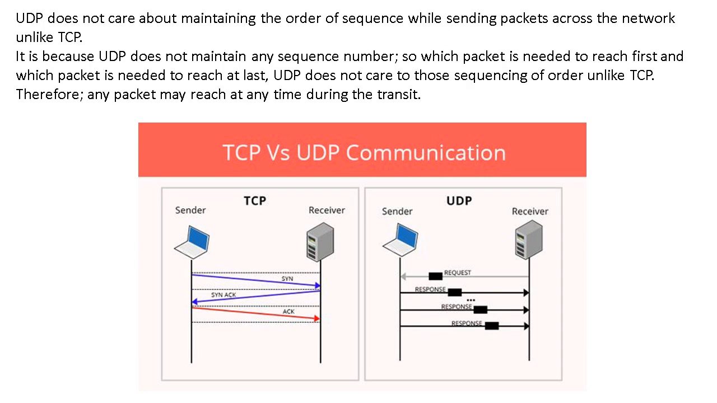UDP does not care about maintaining the order of sequence while sending packets across the network, unlike TCP. It is because UDP does not maintain any sequence number. So, which packet needs to reach first and which packet needs to reach last, UDP does not care about those sequencing of order, unlike TCP. Therefore, any packet may reach at any time during the transit.